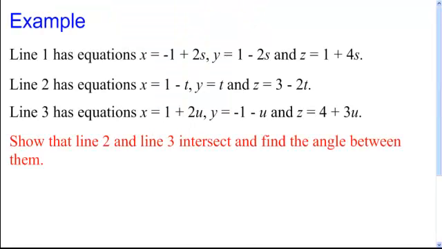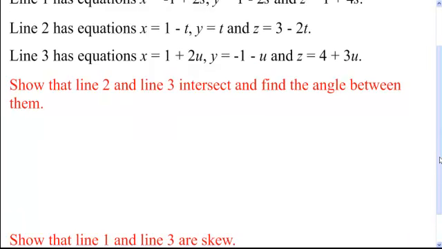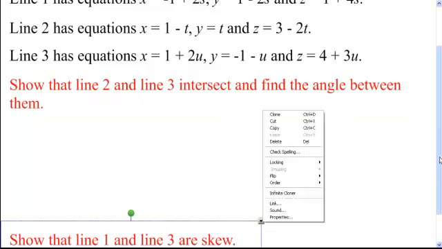Next, I'm going to have 3 lines I'm going to work with. We're going to be showing that line 2 and 3 intersect, and then if they intersect, we can find the angle between them using our cosine formula. So to begin with, I'm not using line 1, so I'll get rid of that. We're going to do this one on the next page.